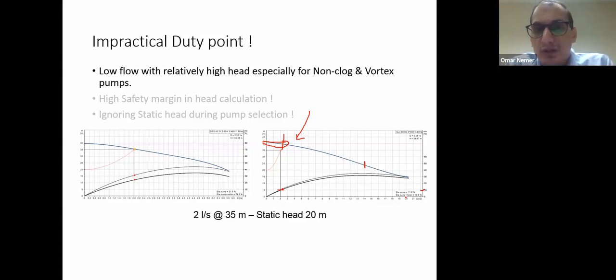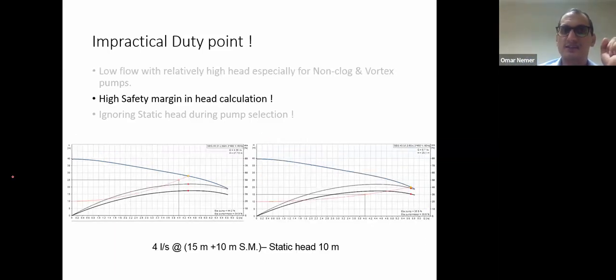Now, some people may be surprised if I told them that in many cases, once I see the duty point is 35 meter head, unfortunately, the actual head is less than that number. But the problem comes because people put a high safety margin during head calculations. For example, he makes a calculation.